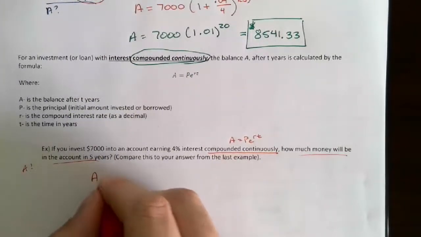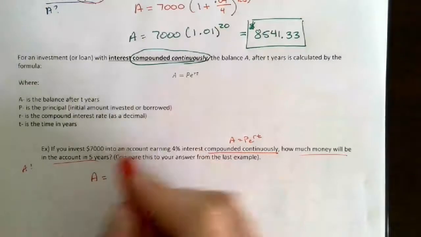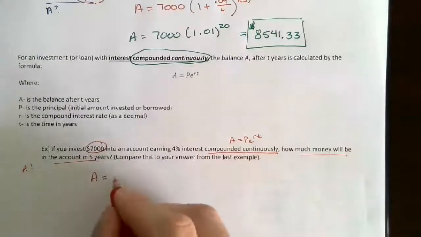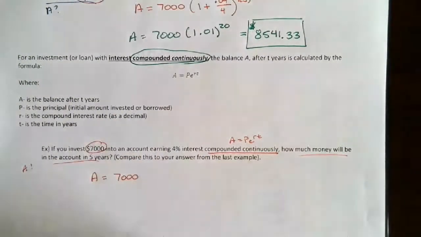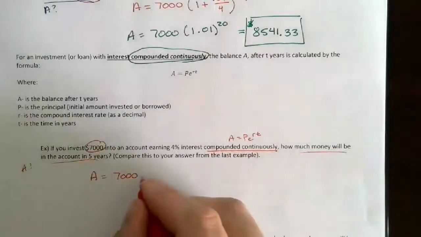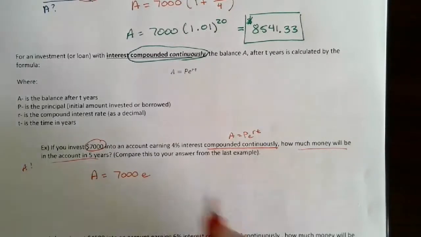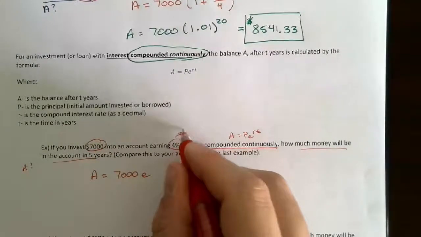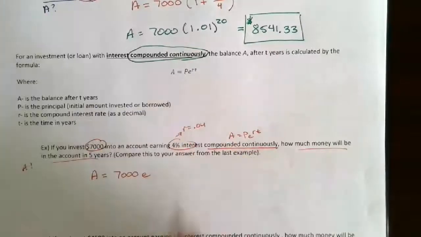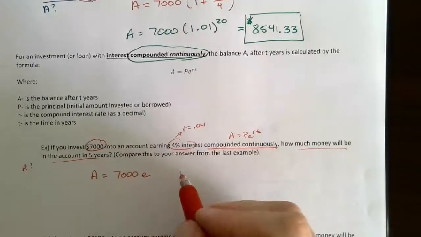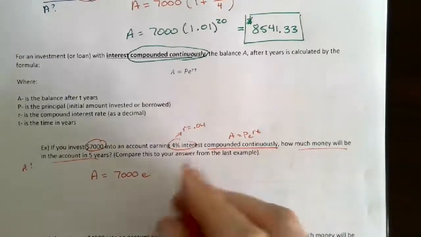So I know we have A equals, P is the principal, they said $7,000 is what you invest, so A equals 7,000 times e. e is our irrational constant e. You don't sub in for e. e is a number. r is the interest rate, so 4%. r is equal to 0.04 as a decimal, moving that 2 places to the left, or you could just do 4 divided by 100 if you're not sure.